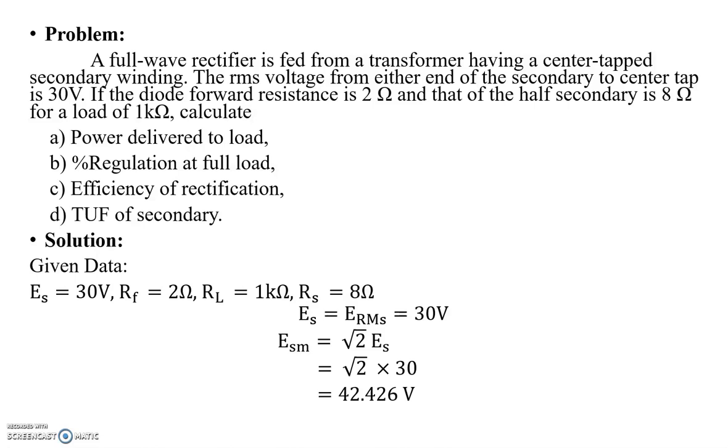Second, the percentage regulation at full load. C part is the efficiency of rectification. And finally, D part is the TUF, the transformer utilization factor of the secondary.